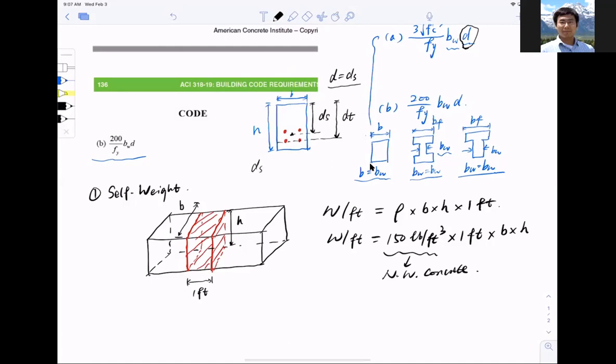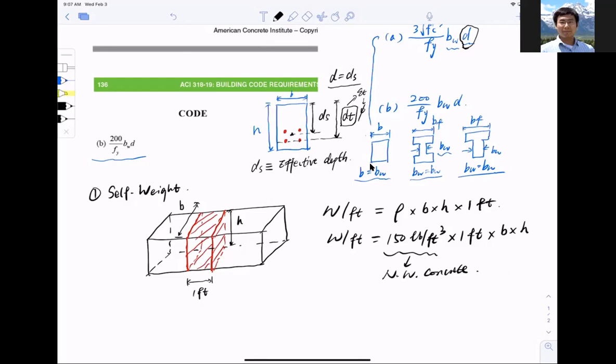So let me just label here. This is the so-called effective depth. Now, what does dt do here? dt, remember, is only needed when we need to find the epsilon t and find out the strength reduction factor phi. So there are 2 separate concepts.